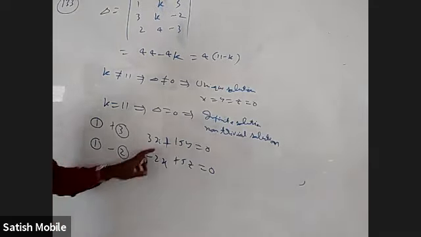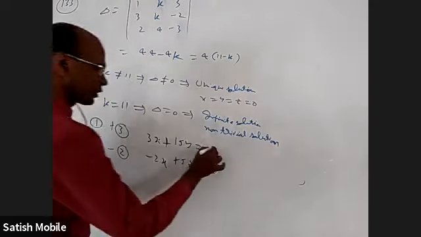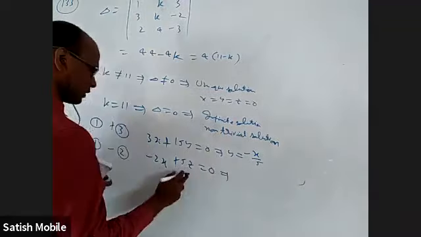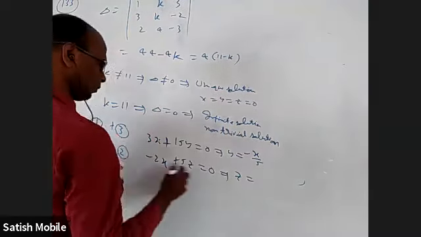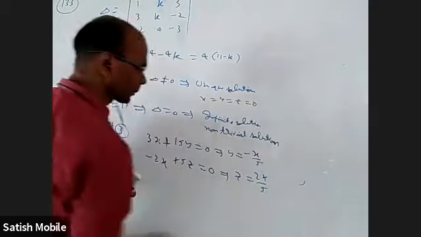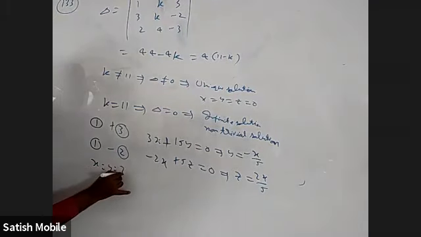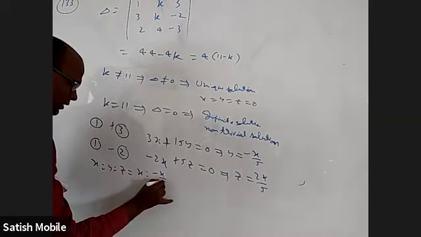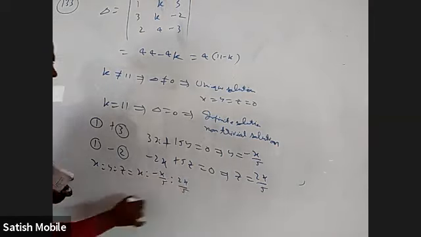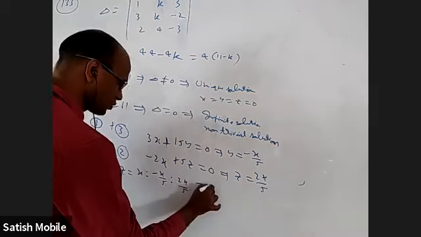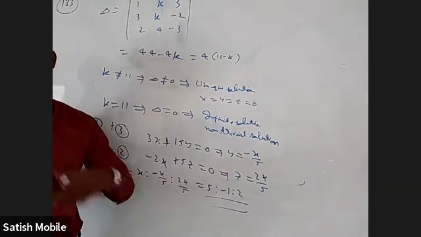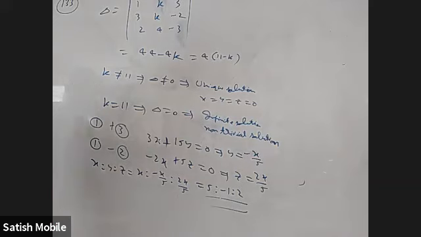What is common here? x. So what is y here? Minus x by 5. What is z here? Plus 2x by 5. So x is to y is to z: x is to minus x by 5 is to 2x by 5. You multiply by 5, cancel x: 5 is to minus 1 is to 2. So you can take x as 5k, y as minus k, z as 2k. Whatever k you take, it is always a solution.